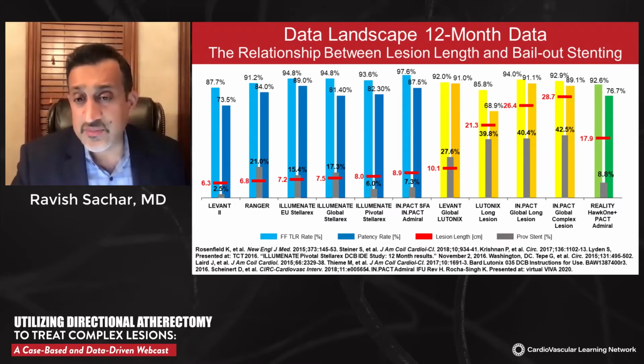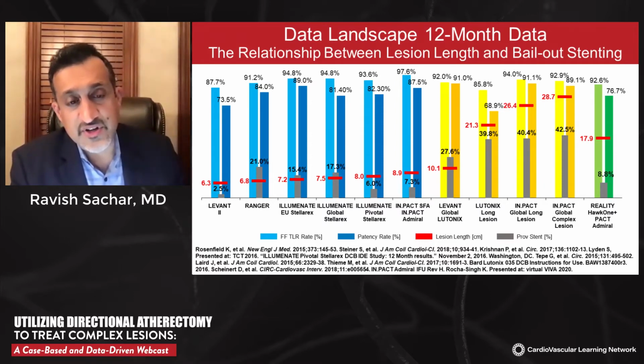So this slide, it's a busy slide, but it looks at the various studies that have been done in the femoropopliteal segment and compares them in terms of lesion length and the risk of bailout stenting. So on the left side, you have studies which had the shortest lesions, and that's shown in the red bar, and the corresponding risk of bailout stenting shown in the gray bar. So on the left side, you see short lesions, 6.3 centimeters, with a bailout stenting rate of 2.5%.